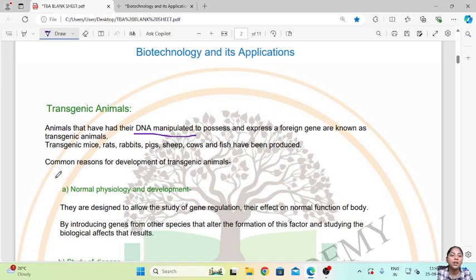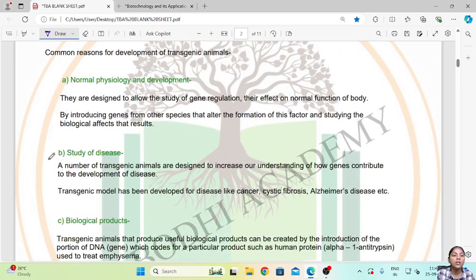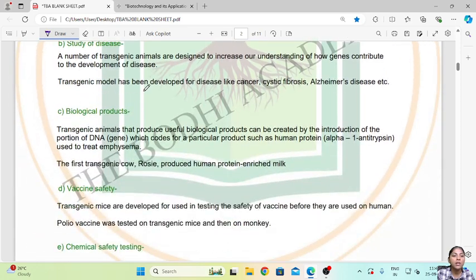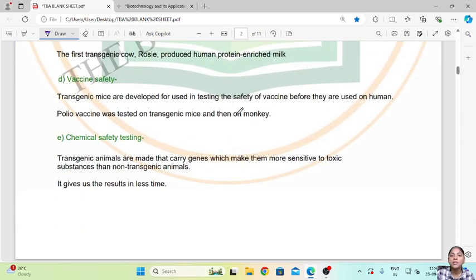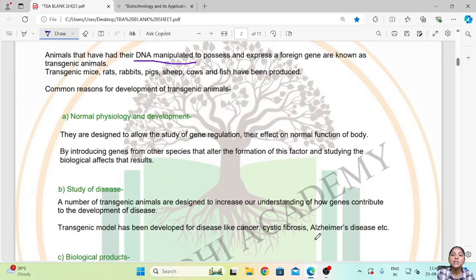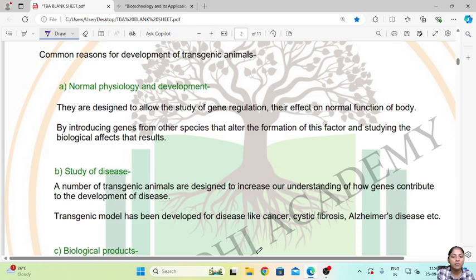Now why do we develop these transgenic animals? What are the uses or applications of these transgenic animals? The common reasons for development of these transgenic animals are normal physiology and development, the study of diseases, biological products, vaccine safety and chemical safety testing. So let us see these points one by one. The first one is normal physiological development.